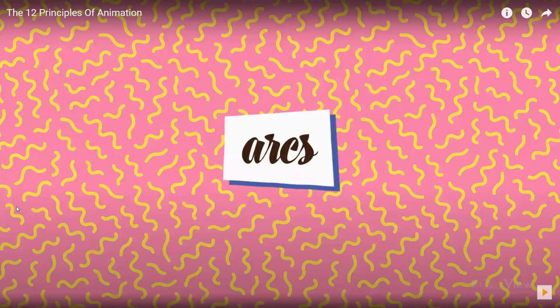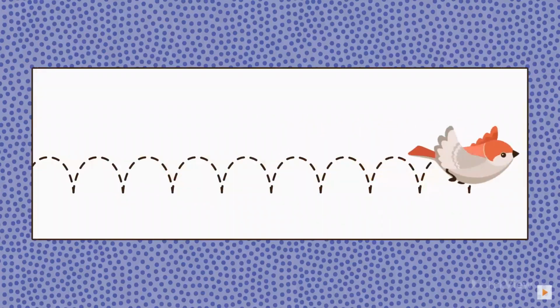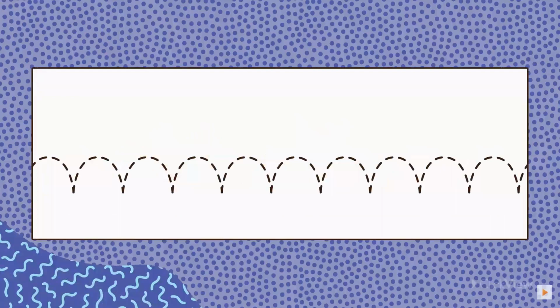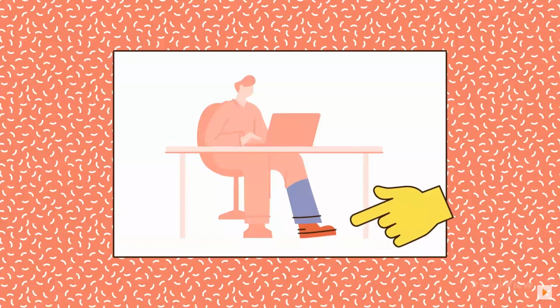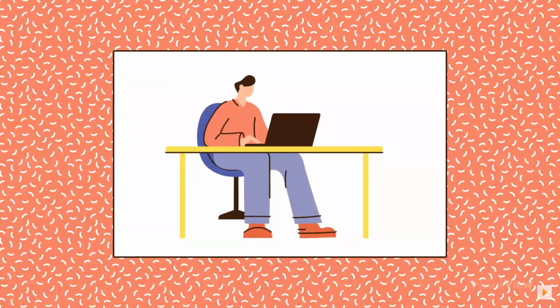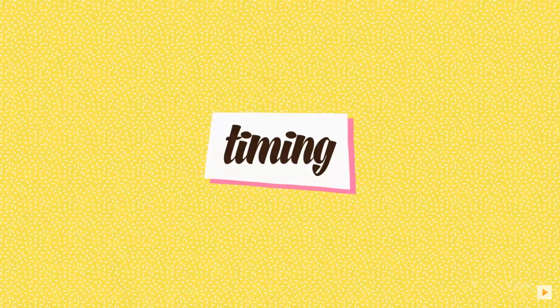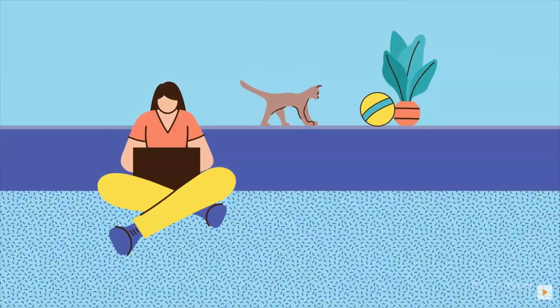Arcs. In nature, motions are rarely straight, but instead follow a circular path or arc shape. When we apply this principle to our animations, objects and characters will move in a more organic way. Secondary action. A secondary action is an animation that supports the main action. It adds additional meaning to the primary action. Timing. When actions are happening in animation, pauses between actions and their speed are all part of timing.